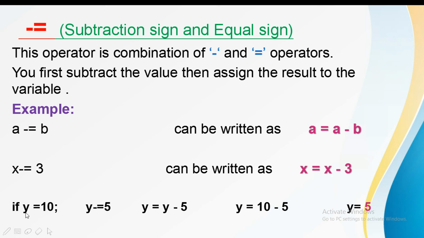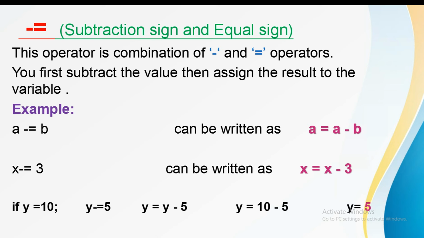In our example we have y is equals to 10 semicolon. So if we are given y minus equals to 5, this one can be written as y is equals to y minus 5. So we are going to put y as 10 because we have y is equals to 10. So y is equals to 10 minus 5. So y will be equals to 5. So the answer of y will be equals to 5.